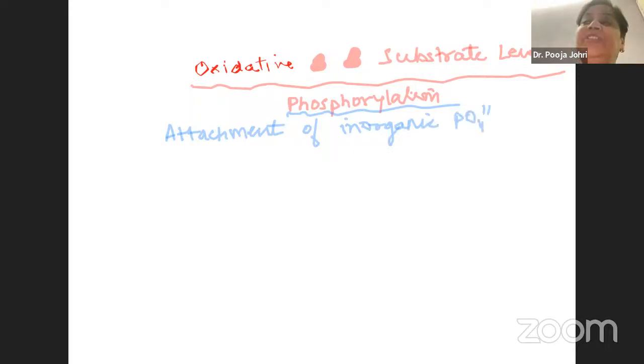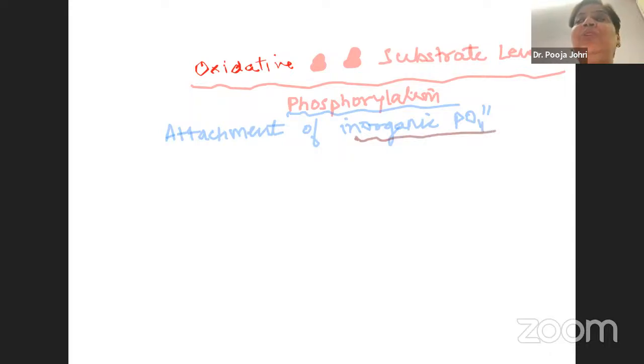Right? Now the question comes, what is the difference? What do you mean by the term oxidative? What do you mean by the term substrate level? Now see, it is clear from the word itself. Substrate level का मतलब ही क्या हुआ? That substrate is providing this inorganic phosphate, isn't it?